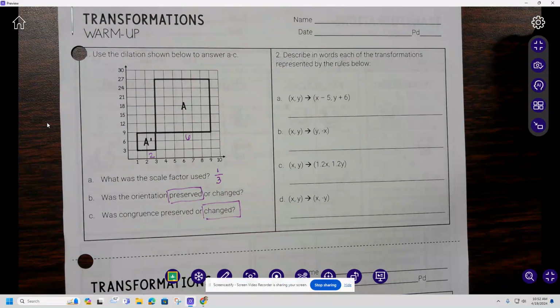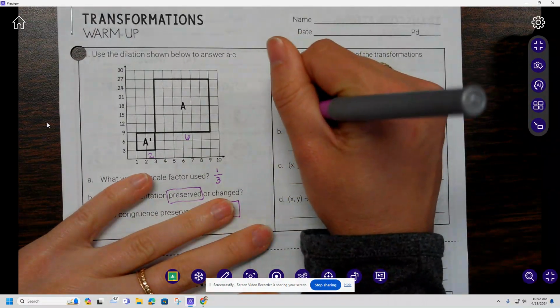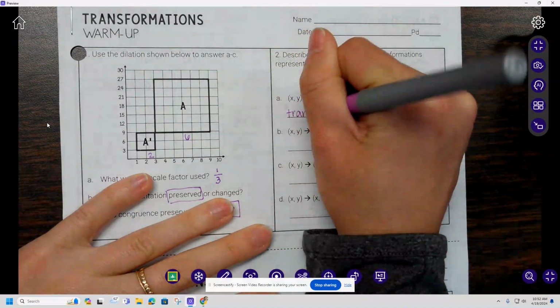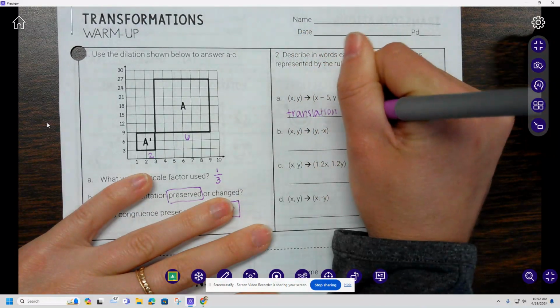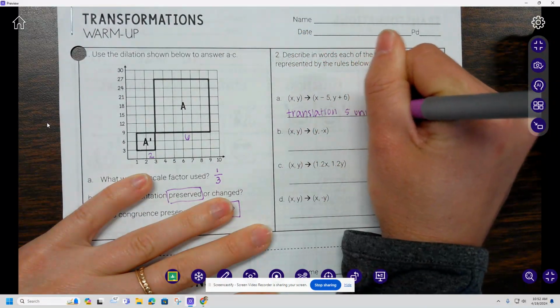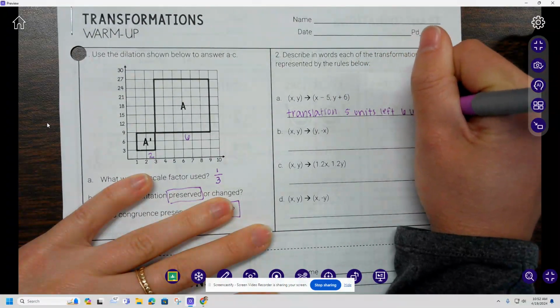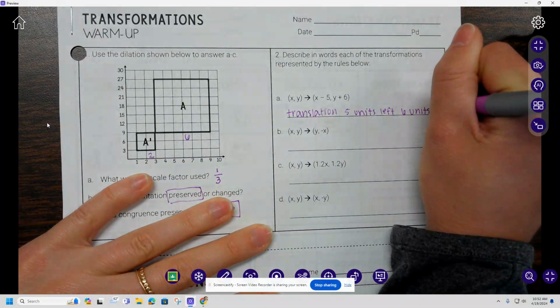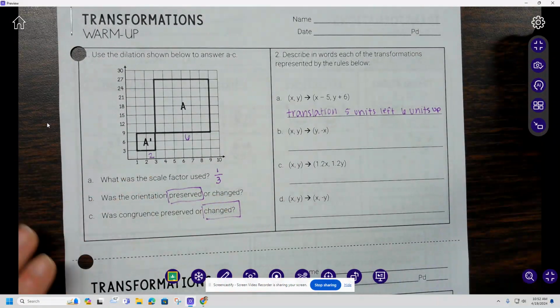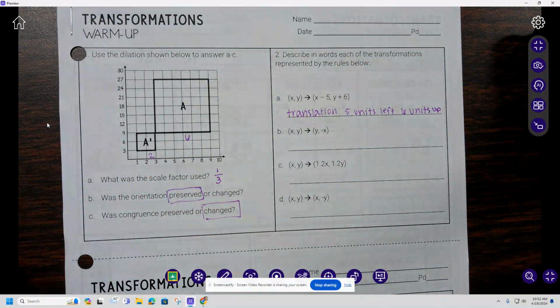Number 2, describe in words each of the transformations represented by the rules below. So if we see, it looks like I go from (x, y) to (x minus 5, y plus 6). So this is a translation. 5 units left, 6 units up. I'm going to run out of space, so I'm going to stop writing units.